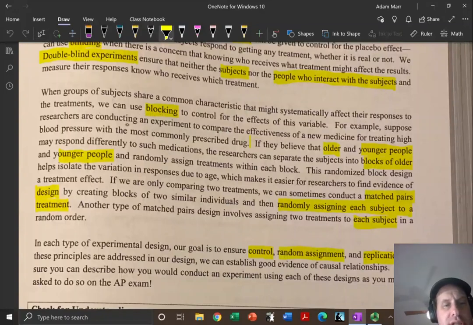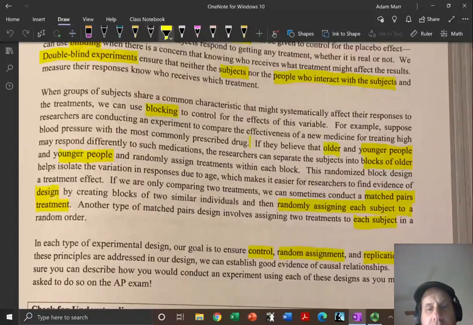For example, suppose researchers are conducting an experiment to compare the effectiveness of a new medicine for treating high blood pressure with the most commonly prescribed drug. If they believe that older and younger people may respond differently to such medications, the researchers can separate the subjects into blocks of older and younger people and randomly assign the treatment within each block. So they would actually be conducting the same experiment twice, first with the older group and then with the younger group. This randomized block design helps isolate the variation in responses due to age, which makes it easier for researchers to find evidence of a treatment effect.